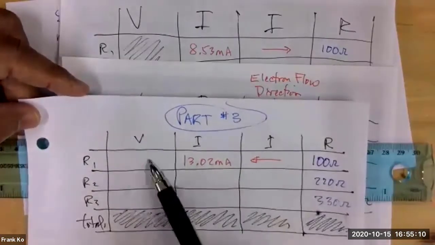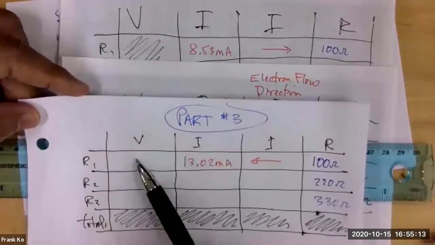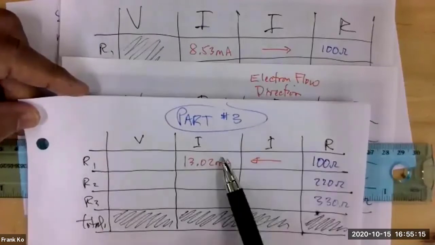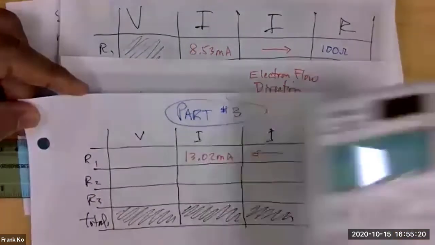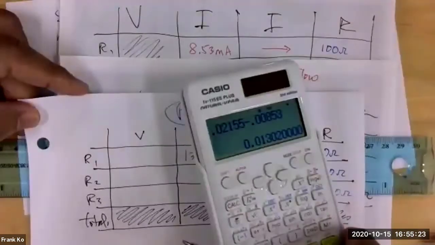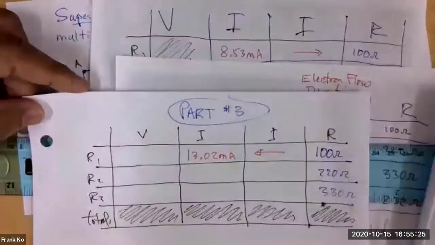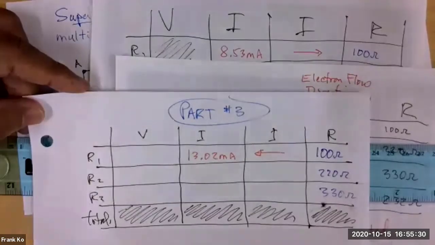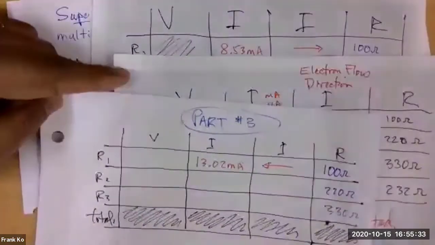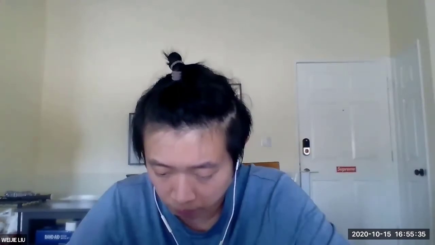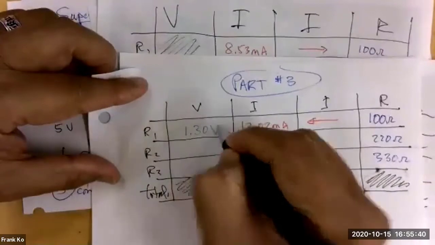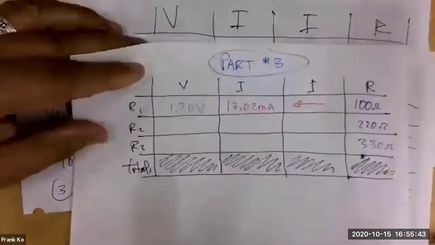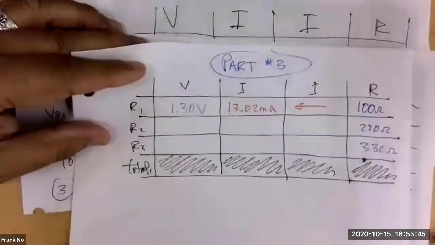Do we have enough information now to calculate the final voltage? Isn't it I times R? While this number is on your calculator right now, it is on mine. Hopefully it still is on yours. Multiply that by 100. And what is your voltage across R1, Wei Ji? 1.30 volts. Is everybody okay with the final amount of voltage across R1?